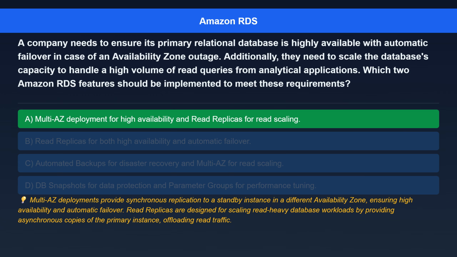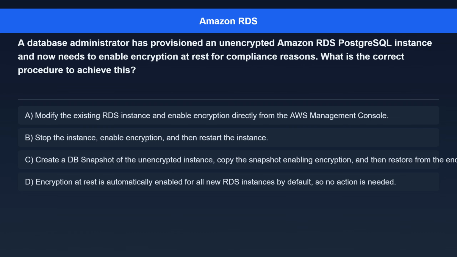The correct answer is multi-AZ deployment for high availability and read replicas for read scaling. Here's the explanation. Multi-AZ deployments provide synchronous replication to a standby instance in a different availability zone, ensuring high availability and automatic failover. Read replicas are designed for scaling read-heavy database workloads by providing asynchronous copies of the primary instance, offloading read traffic.